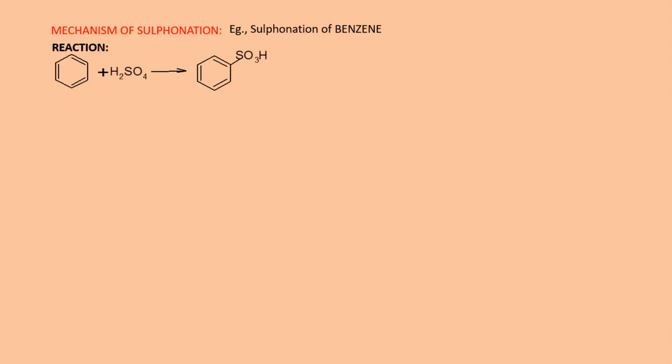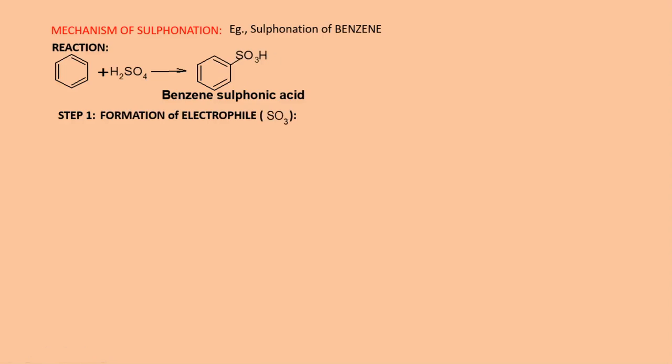And next, when we consider the mechanism of sulfonation, here we shall consider the example of sulfonation of benzene. Now when we consider the reaction, benzene reacts with sulfuric acid to give benzene sulfonic acid. The hydrogen present on one of the carbons is removed as H plus, and when it combines with the SO3 group, it is called SO3H. This SO3H group is called the sulfonic acid group.